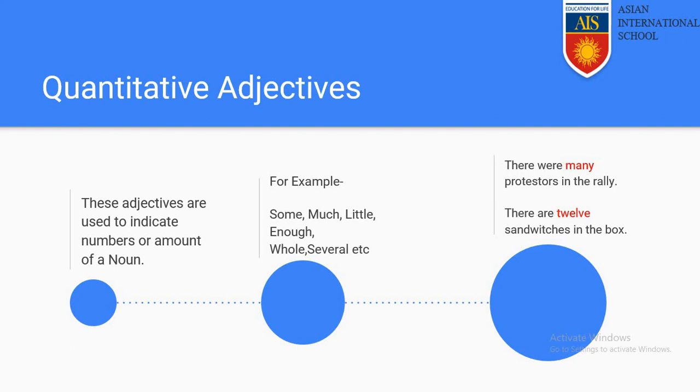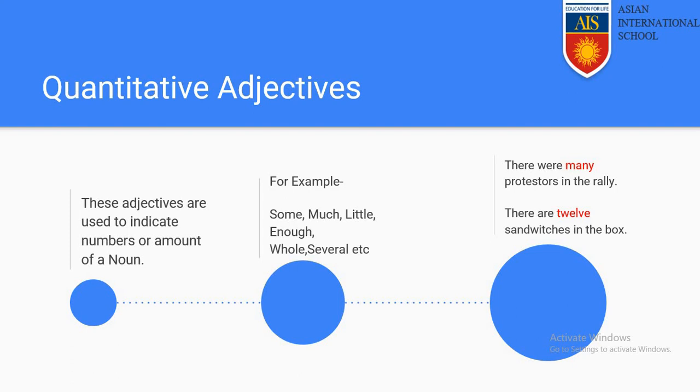In the example, you can see, there were many protesters in the rally. What is the quantity of the protesters in the rally? Many. What is the amount of the protesters in the rally? Many. So, many is a quantitative adjective.